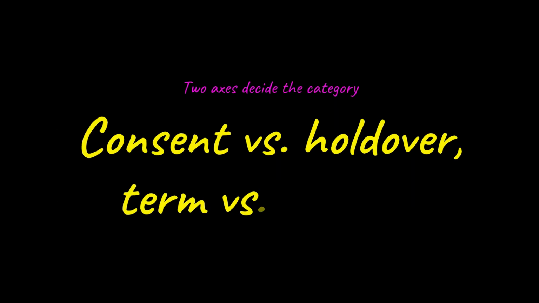Keep two questions straight. Was there consent or is this a holdover? And was there a fixed term or none at all? Answer those and the four estates stop blurring together.